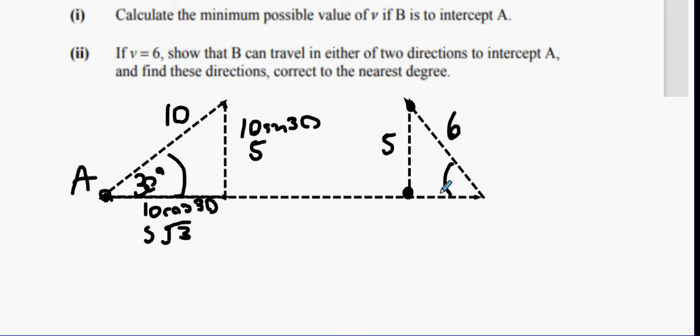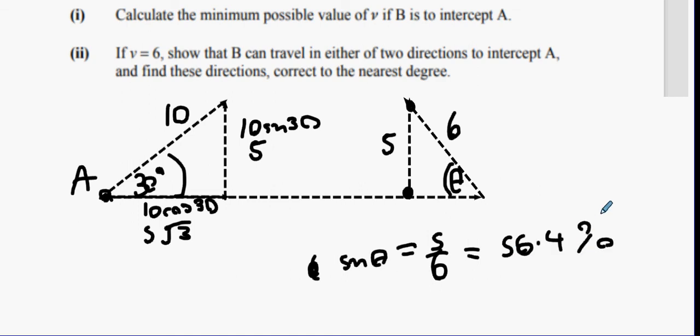We already have the angle, don't we? So what angle is this? What's sine theta? 5 over 6. And what's sine inverse 5 over 6? 56.4 degrees, okay? Now, what direction am I actually going in there? West 56.4 degrees north, is that okay?